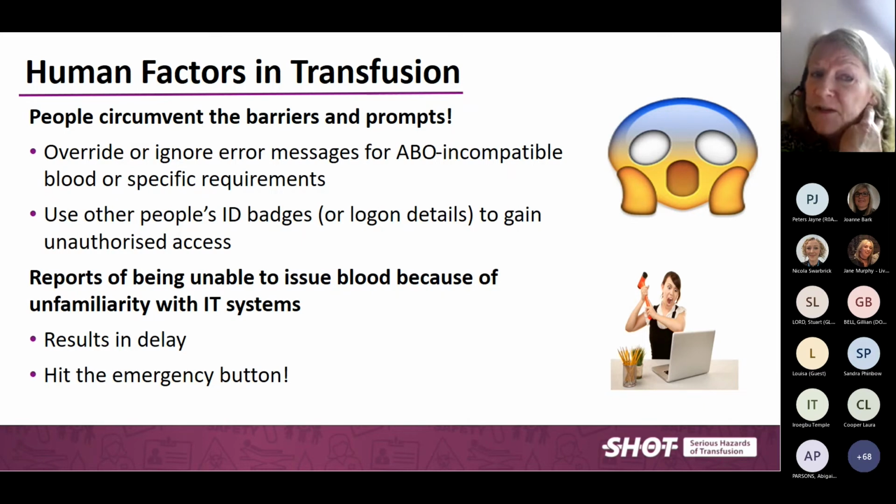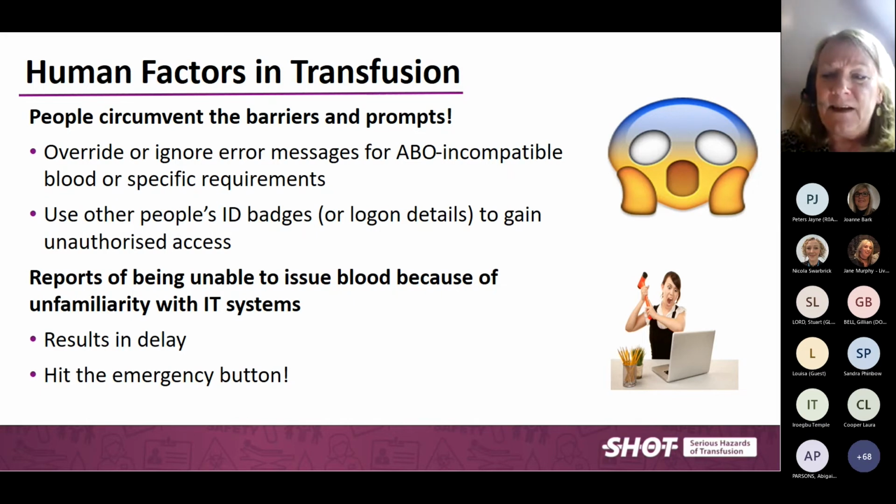And we see errors because people override or ignore messages which are there to stop them issuing ABO incompatible blood, or make sure that specific requirements are met. We've seen people use other people's ID badges or logon details to gain unauthorized access when they might not necessarily have been trained. And then in both the laboratory and the clinical area, we've got errors occurring because people are unfamiliar with the IT systems, and sometimes that's their own system. Sometimes they've moved from another place where the system works differently.